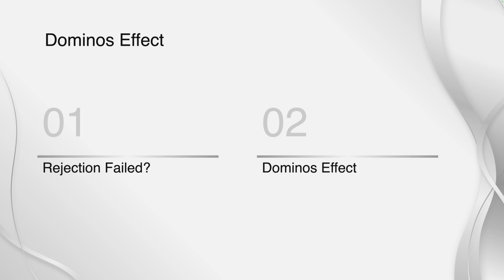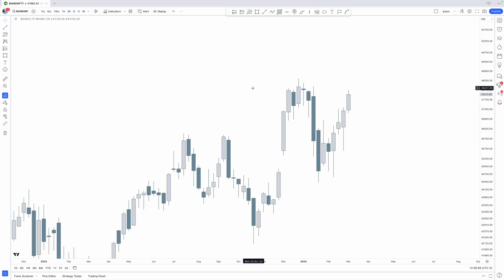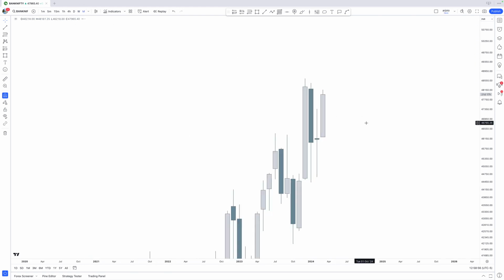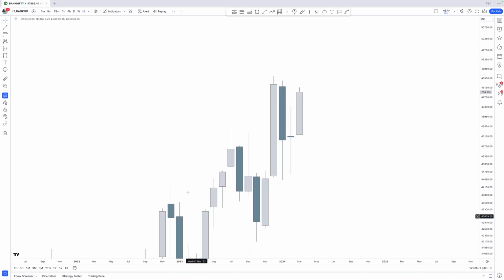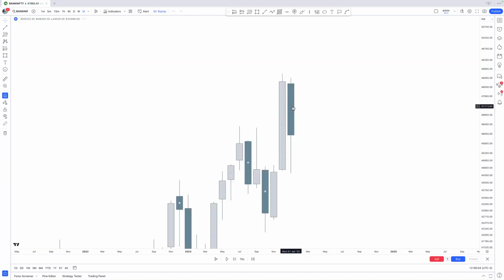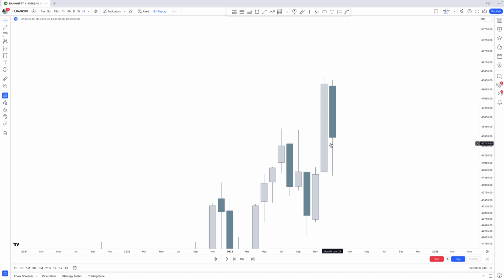Where right here, the first thing we need to understand is the rejection failed. And if a rejection fails, then that can usually lead to an overall dominoes effect. So what does that look like? Here we are on Bank Nifty, and now let's put everything together and understand where we need to start. On the monthly time frame, that is the time frame where we start. Looking at this candle right there, we are failing to create a fair value gap higher, which in itself is not a great sign because that indicates a lack of intention.